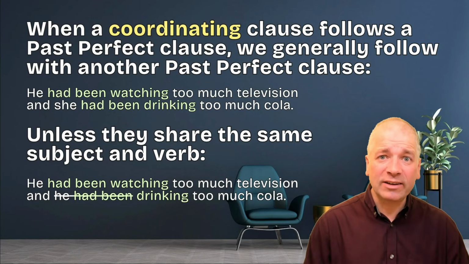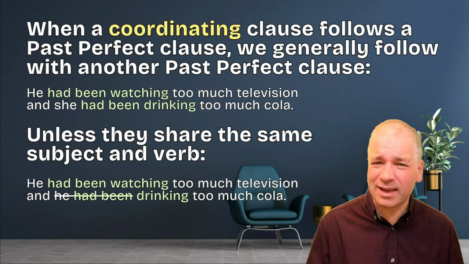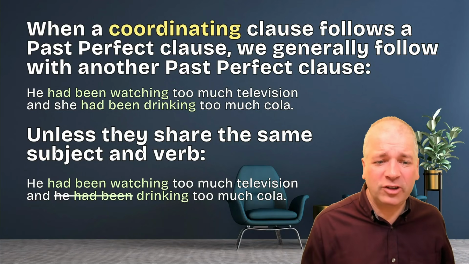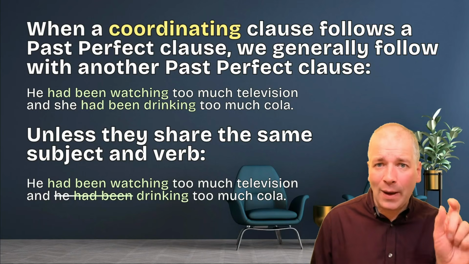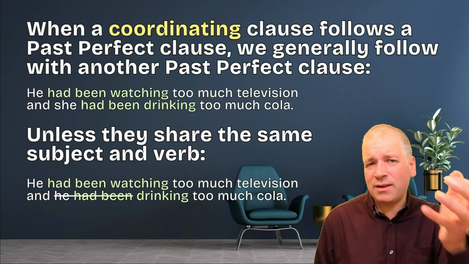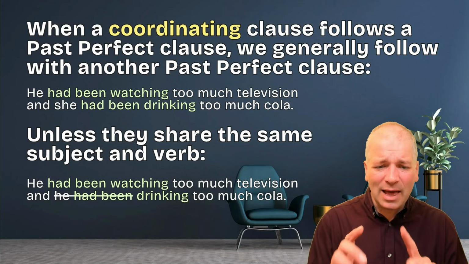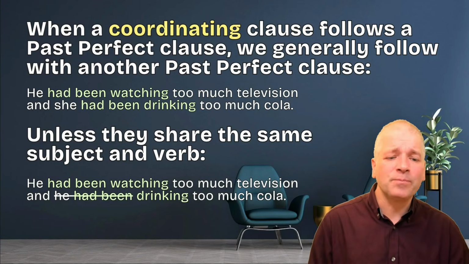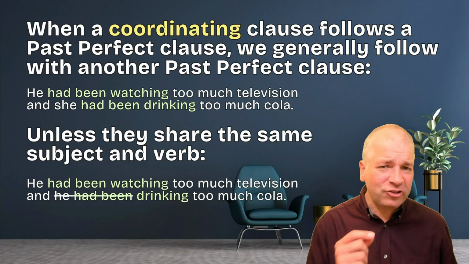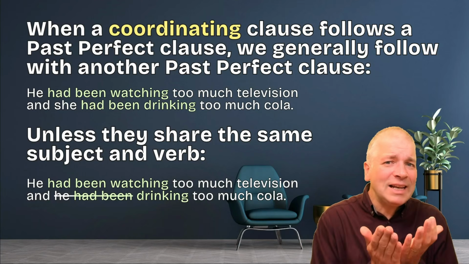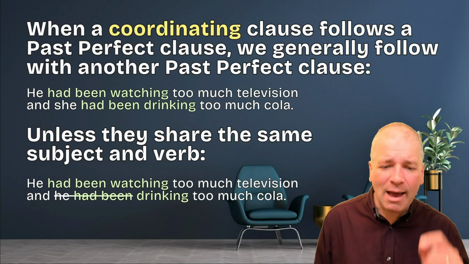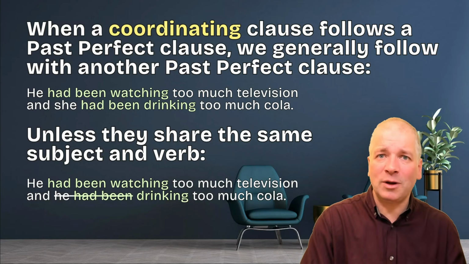Now, when a coordinating clause follows a past perfect clause, we've already seen that we generally follow with another past perfect clause. So he had been watching too much television and she had been drinking too much cola. So and adds another clause of equal value. So if we started with the past perfect, then the next clause should also have the past perfect, unless they share the same subject and verb. He had been watching too much television and he had been drinking too much cola. Well, because they share the same subject and verb, then we should delete the subject and verb from the second clause. The first clause information carries to the second. He had been watching too much television and drinking too much cola.